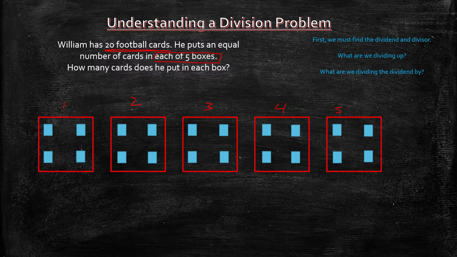Okay, so how many cards did I put in each box? Well, here's my box. How many's in each one of those? 1, 2, 3, 4. That almost sounded like a cheerleader, didn't it? I like that. So there's 4 in each of those. So you might see the problem, 20 divided by 5 equals 4.